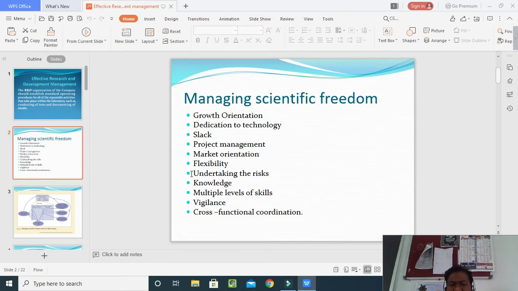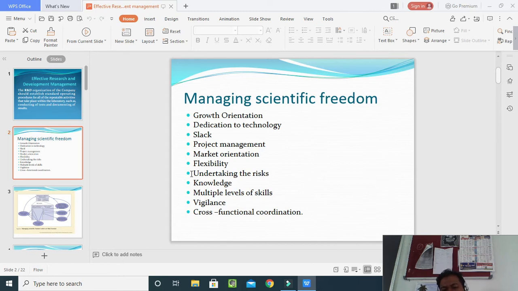scientifically. Now the slack will be there, and whether we are going to select that or not, everything will be there. Project management will be there, means how the project should be managed, and market orientation will be there, flexibility will be there, undertaking risks will be there, knowledge should be there, multiple levels of skills will be there, vigilance will be there. Vigilance in the sense here, inspection will be taking place by the R&D department who are at the high level. Next, the cross-functional coordination.